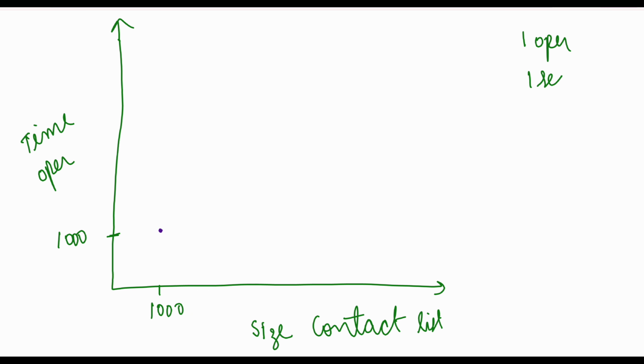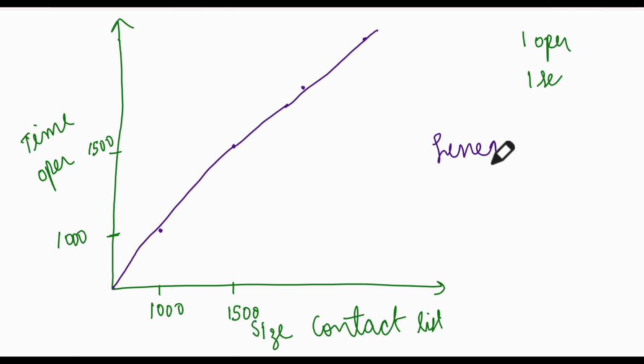Now for example, let's say your contacts increased to 1500. Now for 1500, it will take you 1500 seconds or operations. So the next point will come to be here. Similarly, if you plot this, it will look like this. And if you draw a line through these, it comes out to be a linear straight line, and that is why this is called linear time complexity. Okay, so the number of operations varies linearly with the size of your data set.